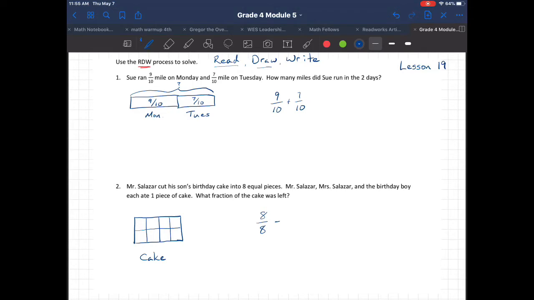So I'm going to start with the reading. Sue ran 9/10 of a mile on Monday and 7/10 of a mile on Tuesday. How many miles did Sue run in the 2 days? And of course, oftentimes when you read, you should read more than once to make sure you really get it.